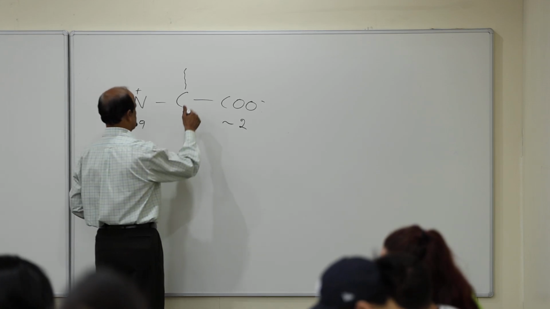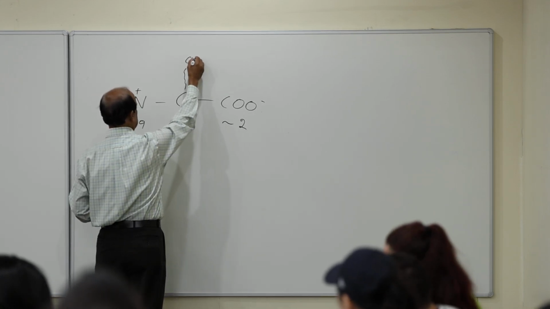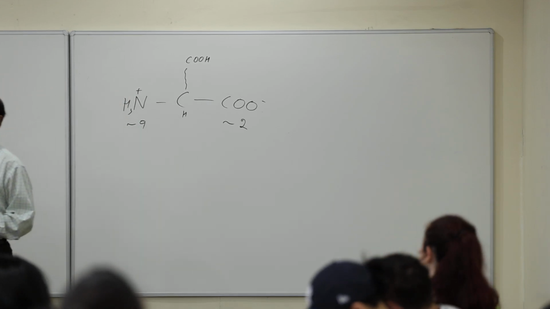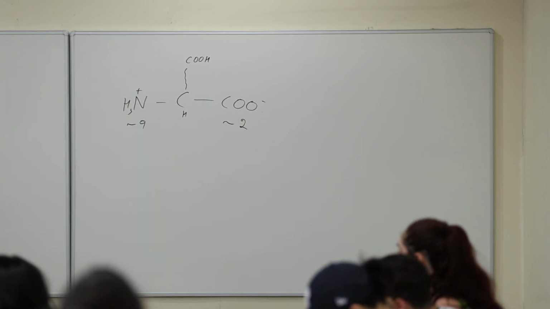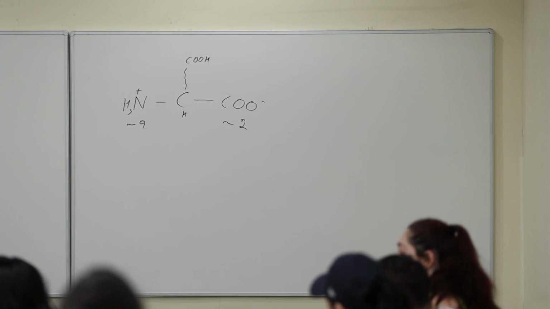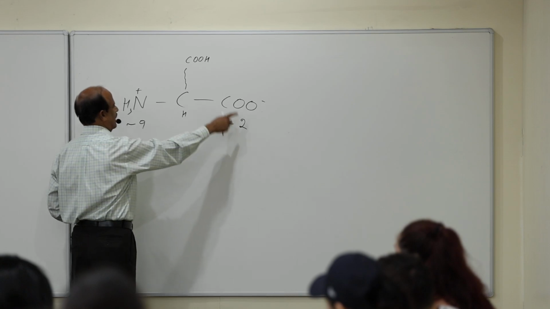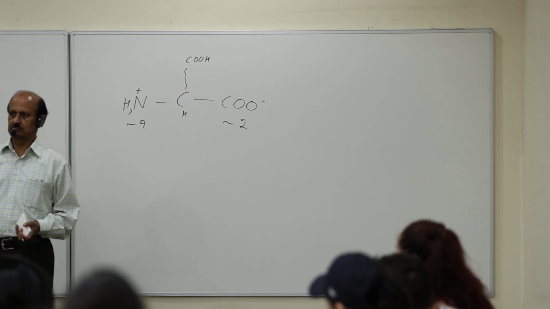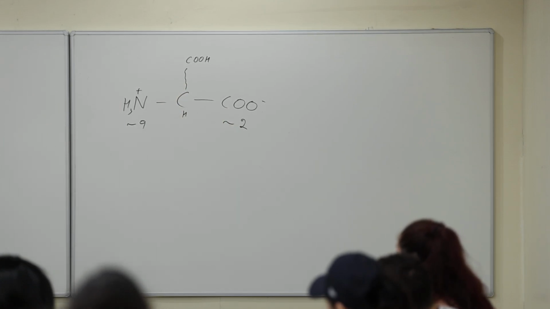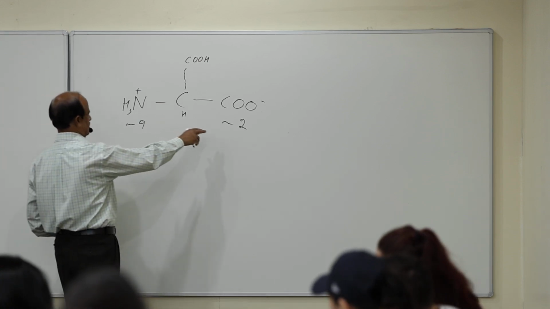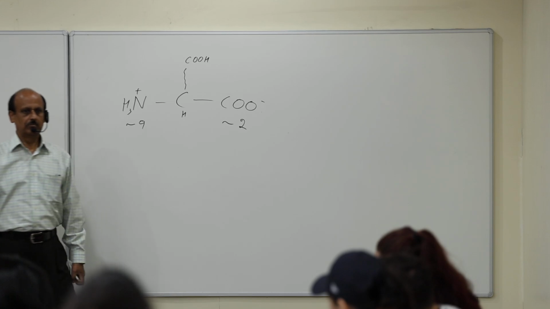So if there is a third group somewhere here, let's say there is a carboxyl group or an amino group, that will have another pK value. And usually if it is a carboxyl group, the pK will be between 2 and 4.8, which we saw last class. 4.8 is the pK of any carboxylic acid, like acetic acid. So this will have a pK less than 4.8, but it will be more than 2.